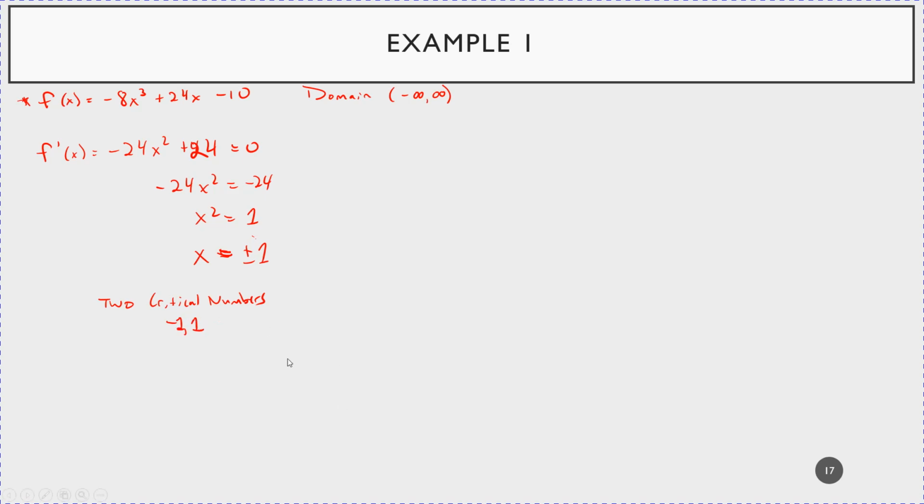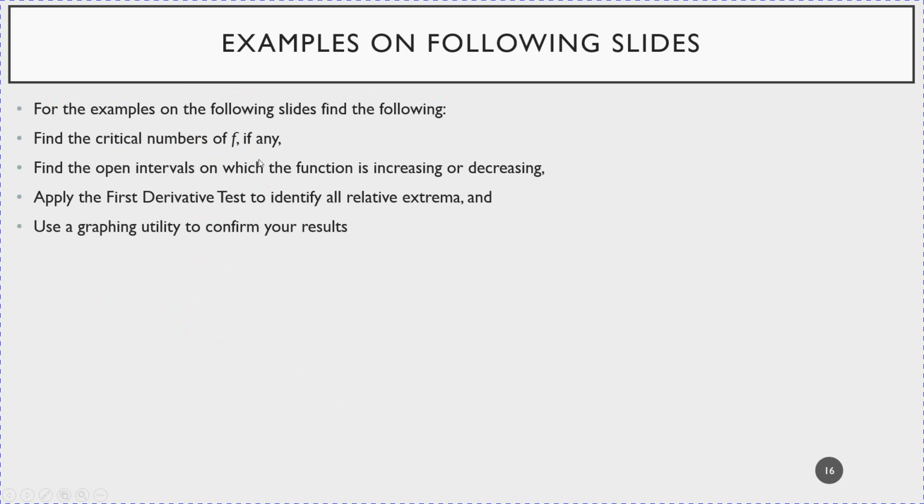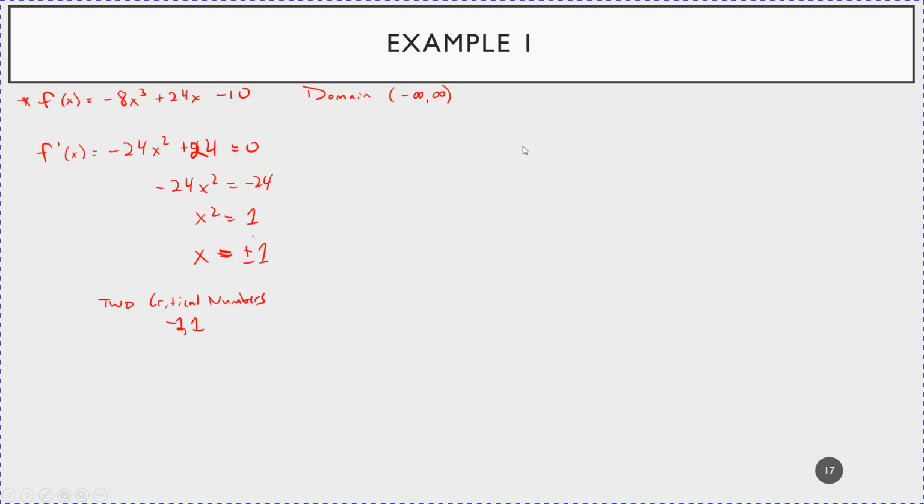Okay. So now what we're going to do is find the open intervals on which the function is increasing or decreasing. All right, so you're going to have to start at negative infinity here. Then you're going to go to -1. Then you're going to pick up at -1, and then you're going to go to 1. And then you're going to go from 1 to infinity.